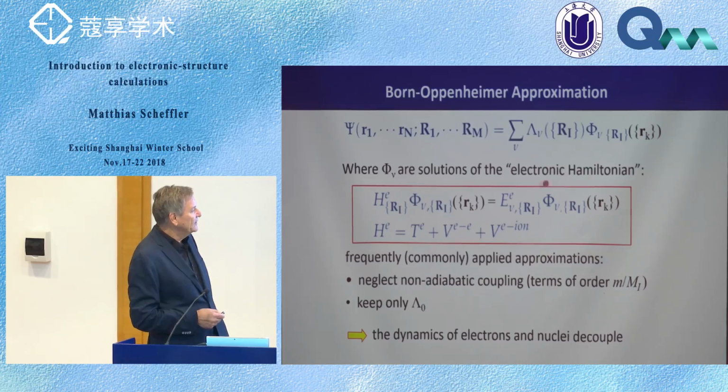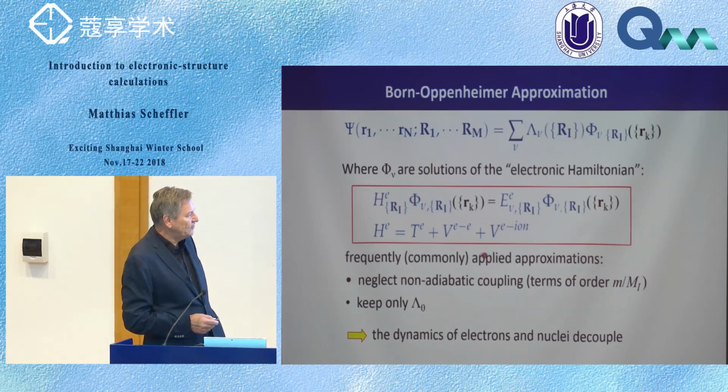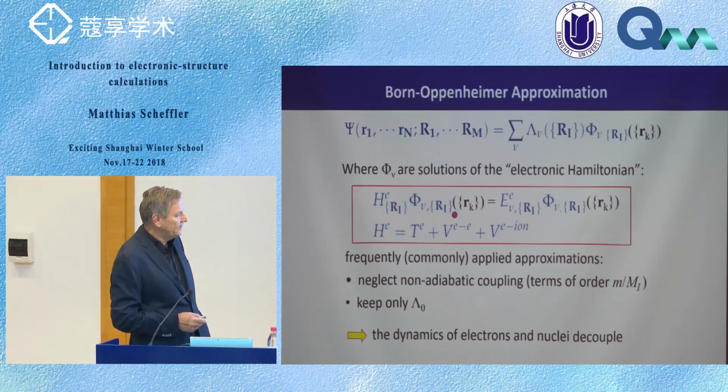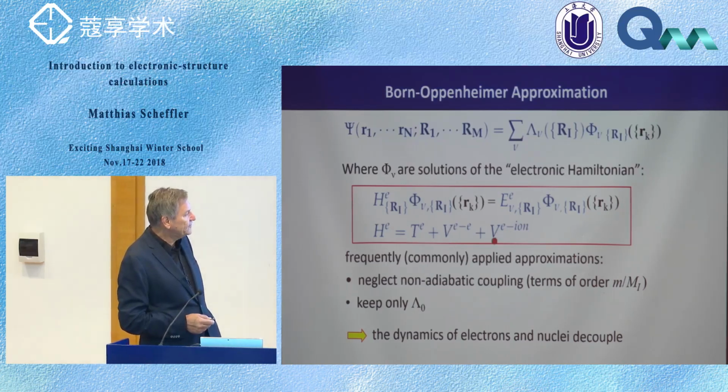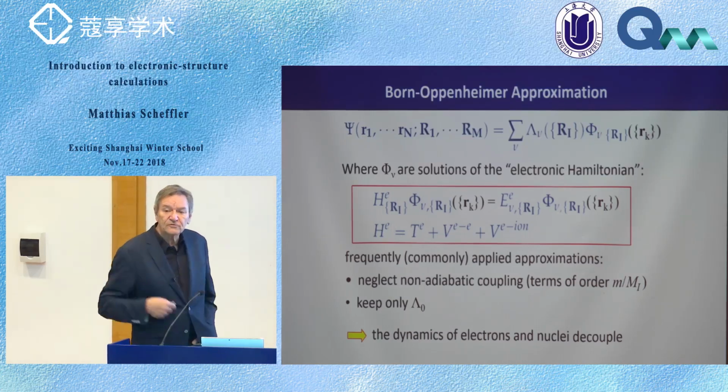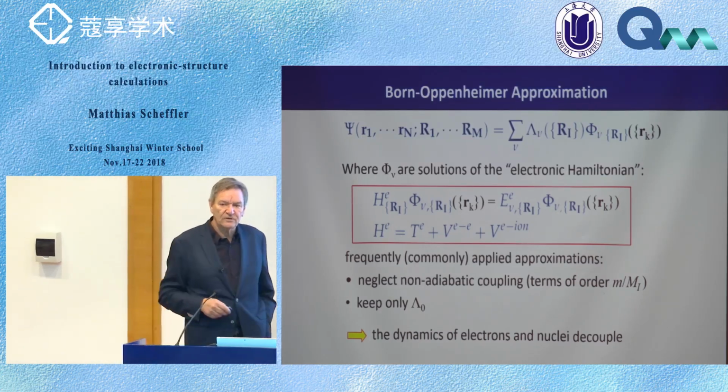So in the following sense, that these wave functions which enter here are solutions of an electronic Hamiltonian, which is just everything which we had before, but only the electronic pieces: the electronic kinetic energy, the electron-electron interaction, and the electron-ion interaction. If you solve this, you get wave functions, and of course you can write the general wave function as a sum over these with some coefficients, which you still have to solve for in going into the many-body Schrödinger equation.